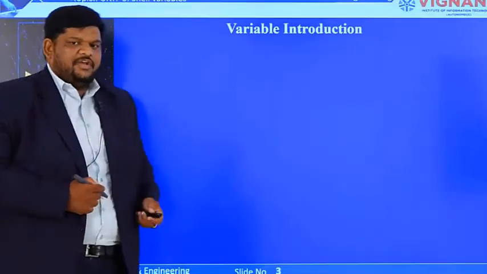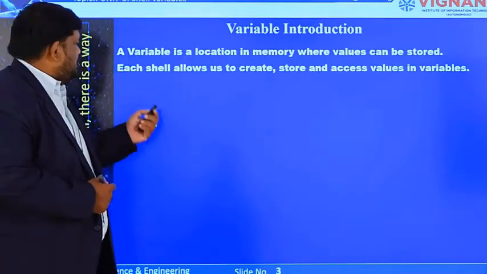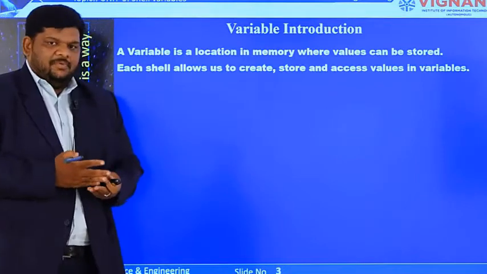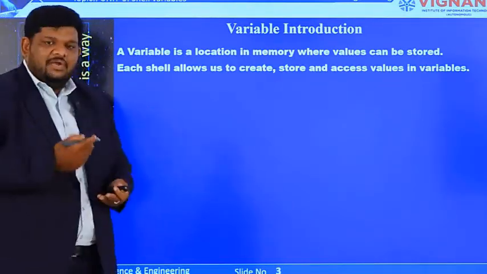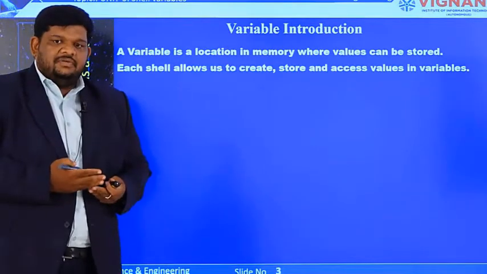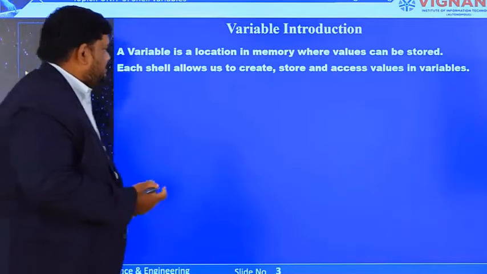Now, coming to the variable introduction, let us first see what a variable is. A variable is a location in memory where values can be stored. Each shell allows us to create, store and access values in variables. Before that, let us see the meaning of a variable.